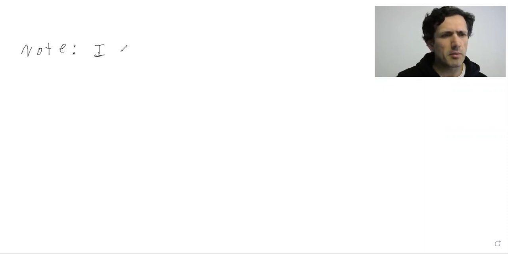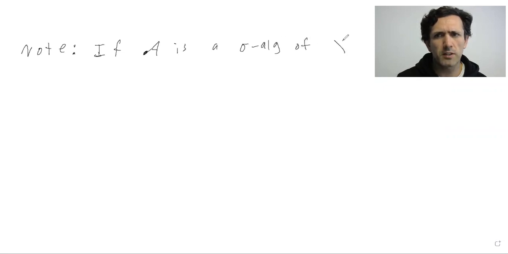And this little comment is, if we have a sigma algebra A, a sigma algebra of subsets of X, then one of the properties is that X take away anything in my sigma algebra is still in the sigma algebra.